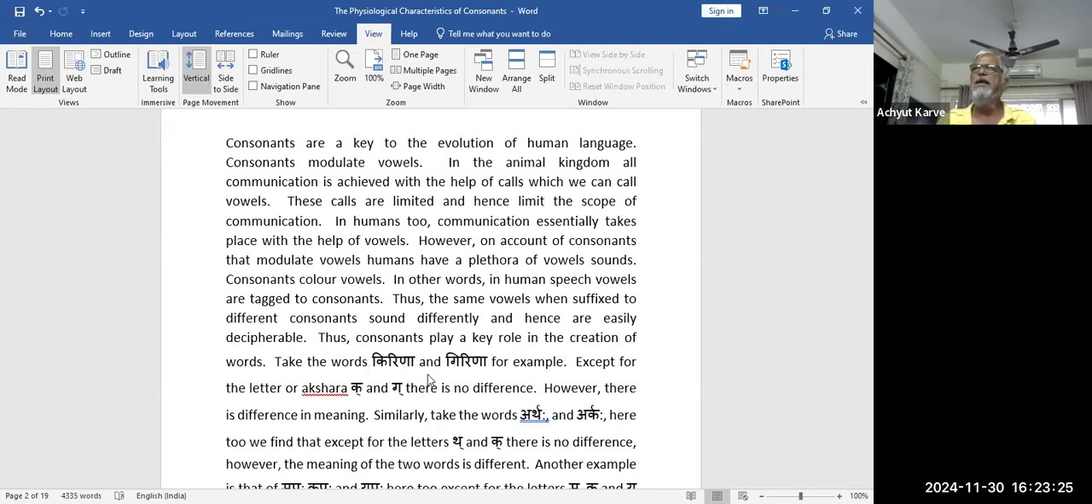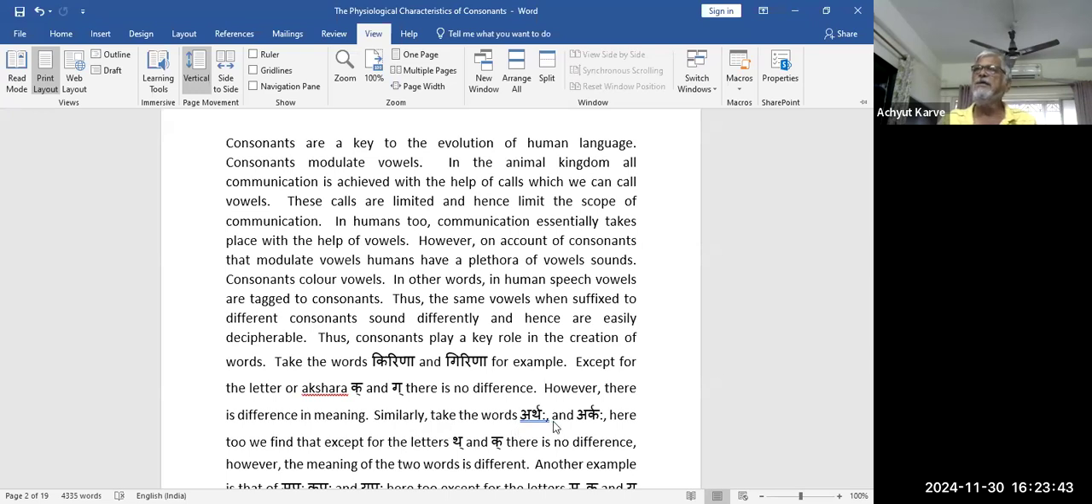Take the words Kirini and Girini for example. These words have been quoted by Patanjali. Except for the letter or akshara ka and ga, there is no difference. However, there is a difference in meaning. So consonants have changed the meaning of the word.